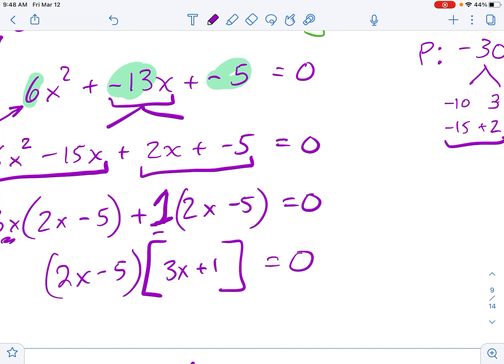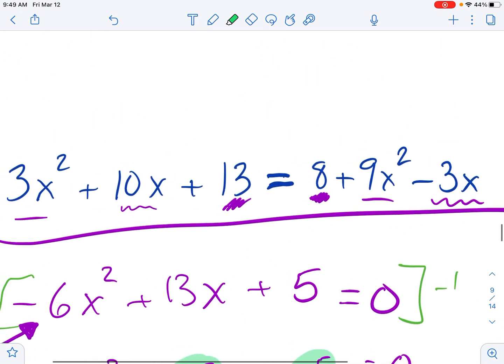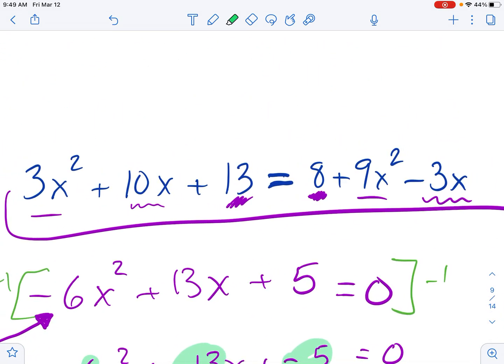I'm going to set each of these equal to 0. So 2x minus 5 equals 0. I'm going to add 5. 2x is going to be 5, and so x is 5 halves. Maybe you can do this one in your head, and you will get x equals negative 1/3. So my solution is negative 1/3 and 5 halves. Again, you should go back. Ugh, I know, but you should go back and substitute both those values. I know it's rough, and substitute these values in and make sure this equation works out.